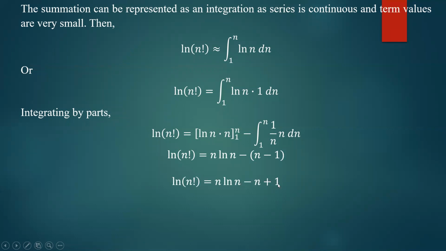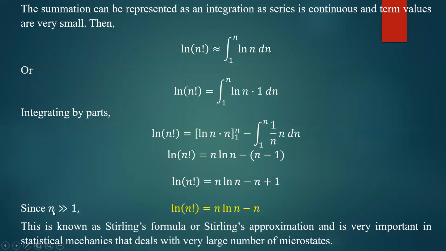Compared to the value of n, 1 is very, very small because we have to consider the large value of n. Therefore, this 1 can be neglected. Therefore, you can write, since n is very, very large compared to 1, ln of n factorial will be n ln n minus n. Okay, this is known as Stirling's formula or Stirling approximation, and is very important in statistical mechanics that deals with a very large number of microstates. In the derivation of Maxwell-Boltzmann distribution, Fermi-Dirac distribution, everywhere you are going to use the Stirling approximation. What it says is that ln of n factorial is approximately equal to n ln n minus n. This is called the Stirling approximation.